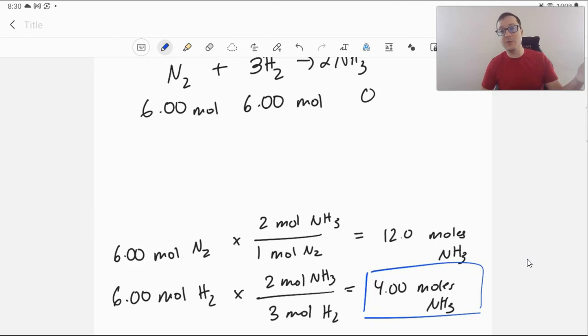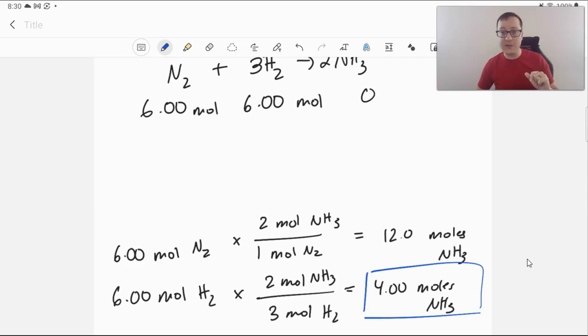If one reagent says, yeah, we'll make 12, and the other reagent says, no, I can only make 4, then 4 is the answer. Doesn't matter how much more nitrogen you put in there, you're not going to be able to produce more ammonia because you have no hydrogen left. And so that's the idea here. One of your reactants will run out. And so ideally, you'll do this process for everything.